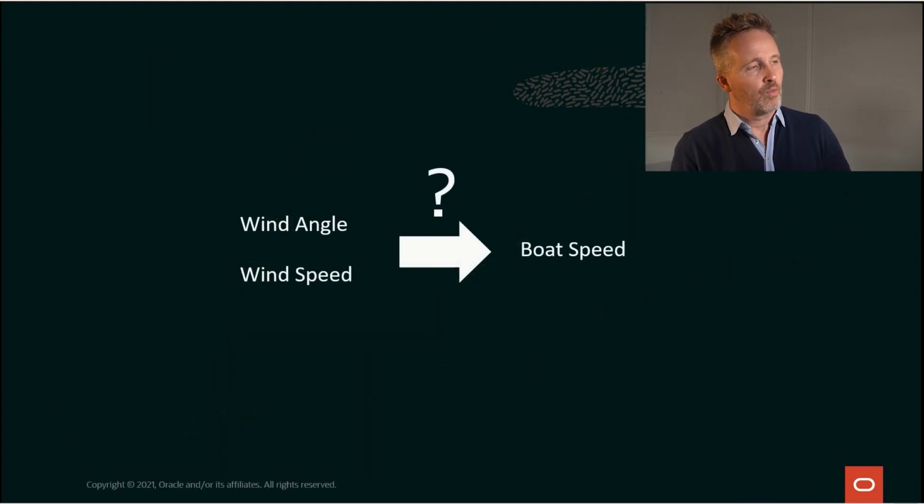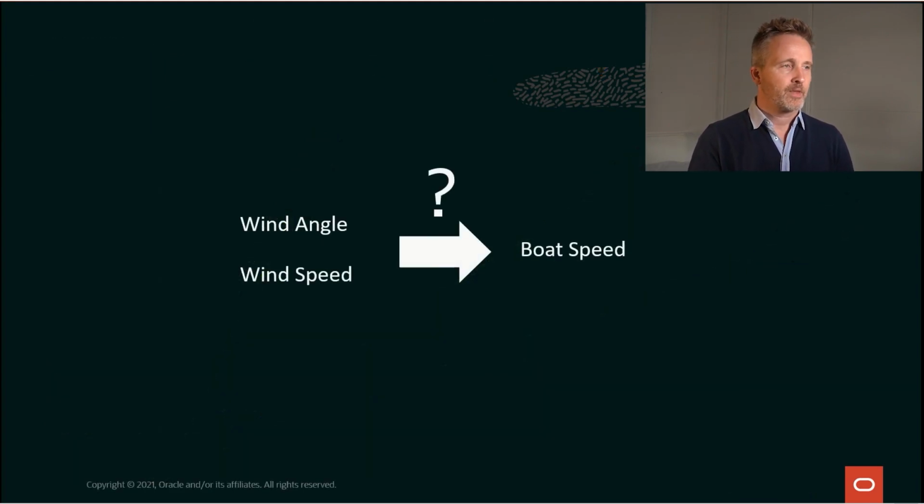So what we are trying to do to choose that optimal angle is we would like to know in advance what would be the resulting boat speed if we were to choose a certain angle. Okay, so we're interested to know the relationship between the wind angle, the wind speed, and the resulting boat speed.